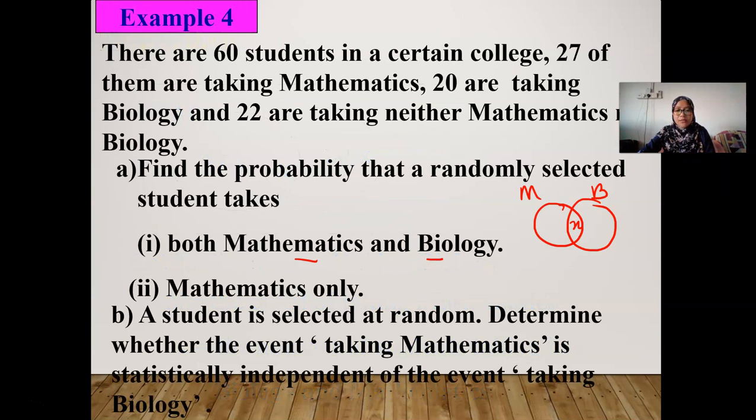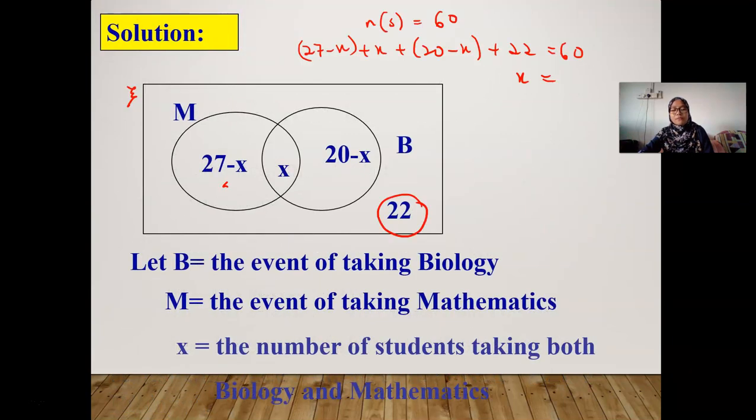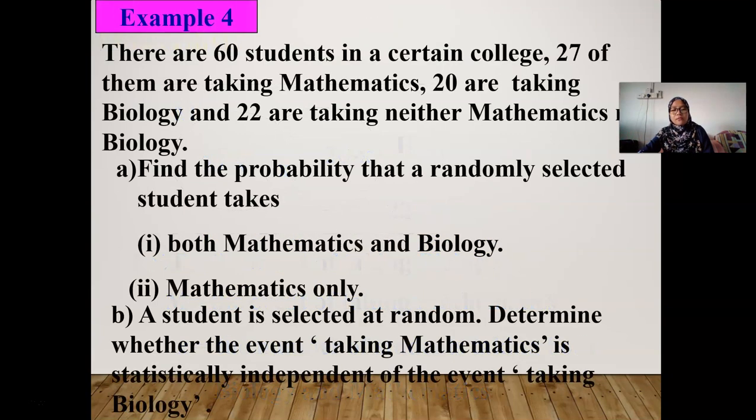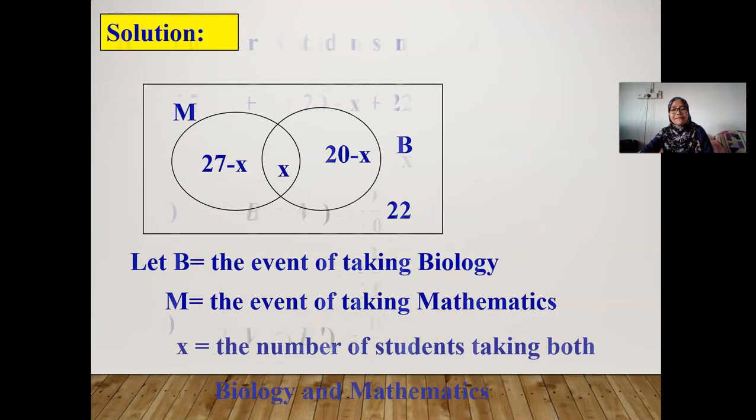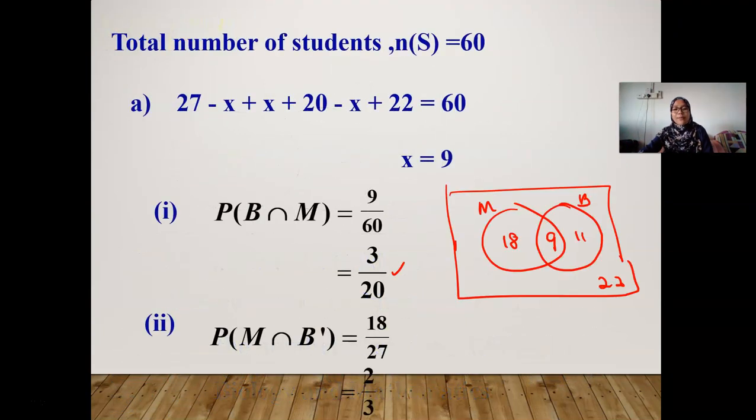Next one. A student is selected at random. Determine whether the event taking mathematics is statistically independent of the event taking biology. We have to find whether the probability of taking maths and taking biology is independent. How can we prove them independent? What is the property of independent events?